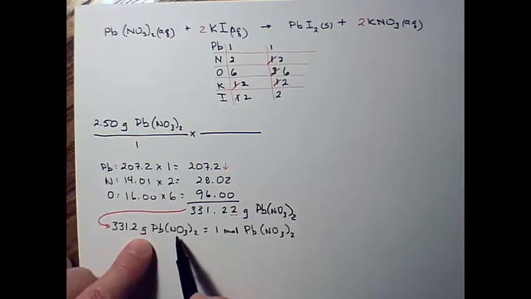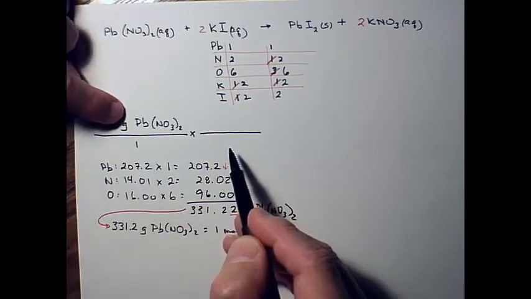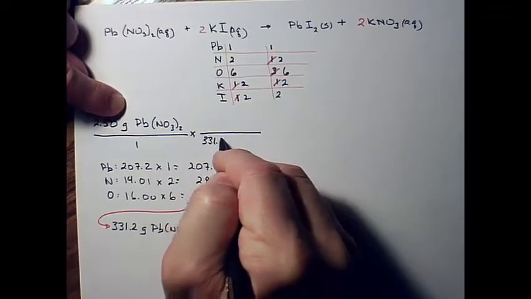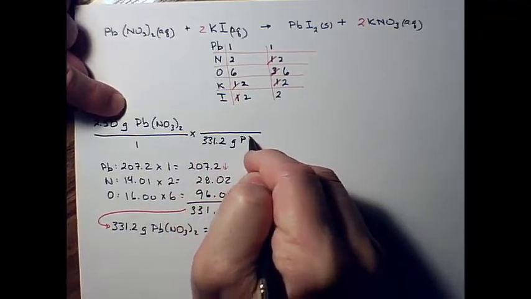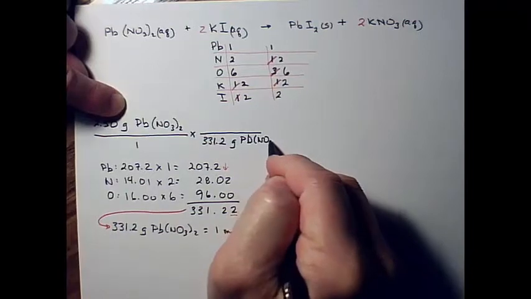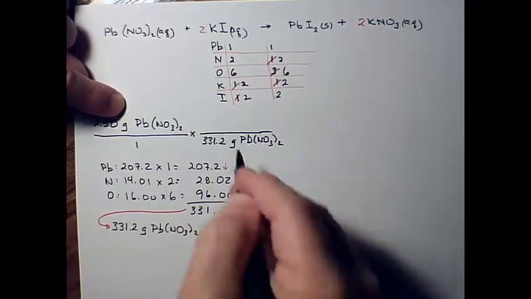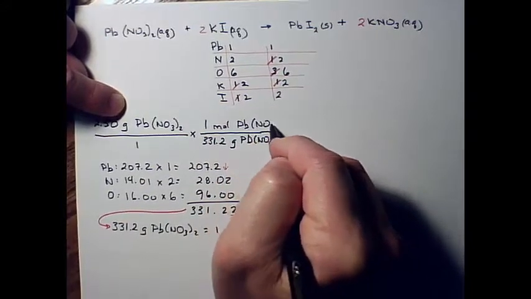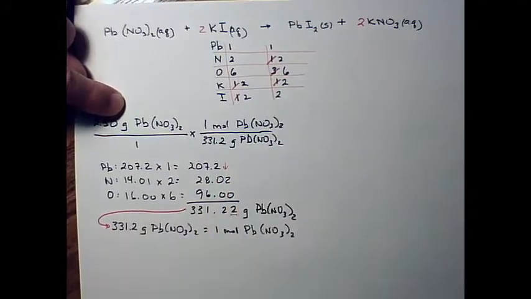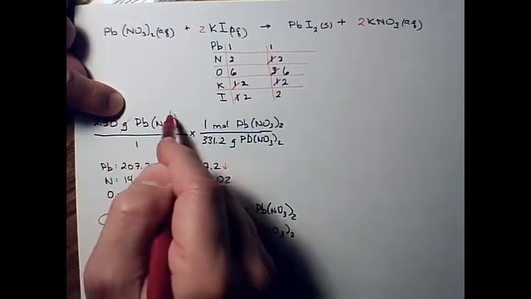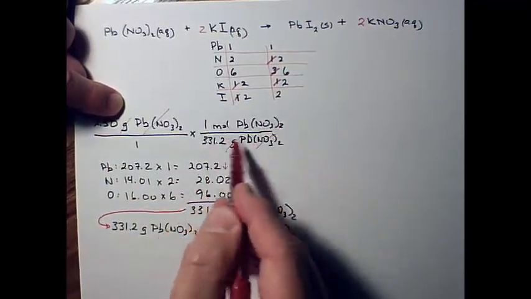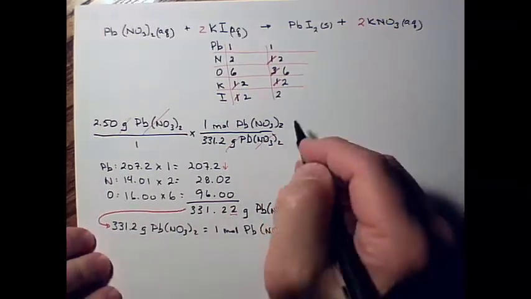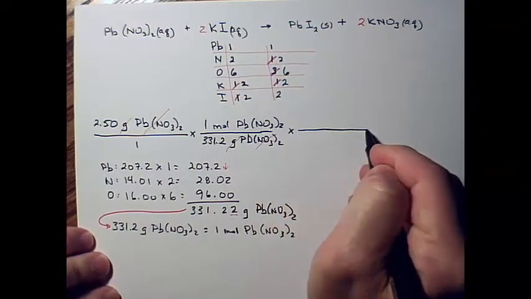I want to put the grams of lead nitrate on the bottom here because it allows me to cancel the grams of lead nitrate on the top here. And the 1 mole goes to the top. This is going to allow us to cancel out grams of lead nitrate, leaving us with moles. So we're now in Moleville. This is where we need to be to go from one species to another.